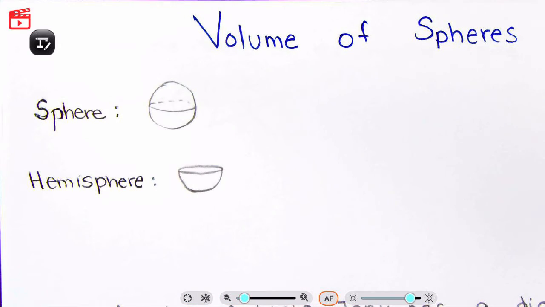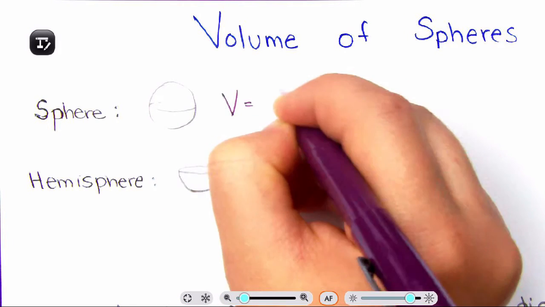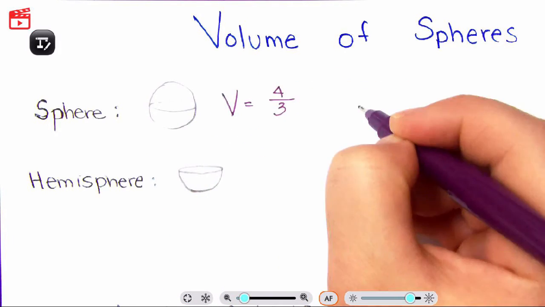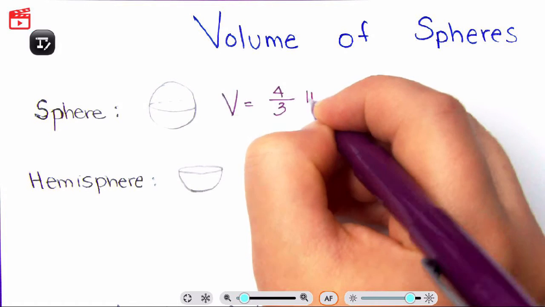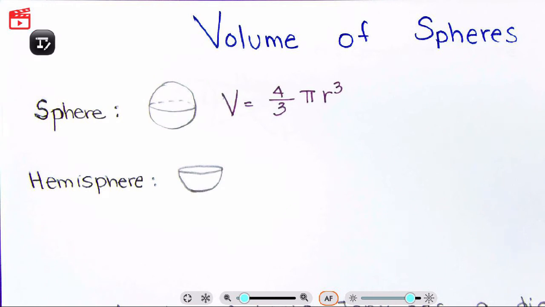And that is, let me change colors here. Volume is equal to 4/3 pi r cubed. Now, if you want to know how we derived that formula, go ahead and Google it, watch another YouTube video. I'm not going to spend time deriving that formula for you. Just trust me, and if you don't, go ahead and do research on your own.